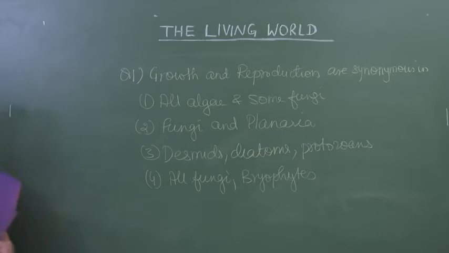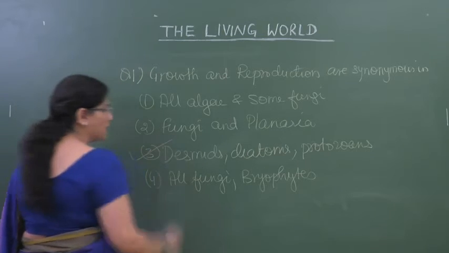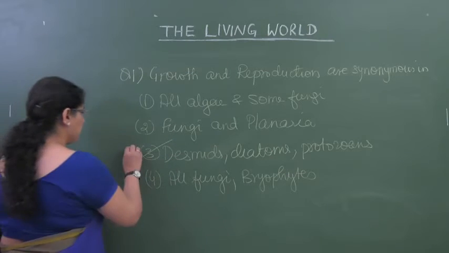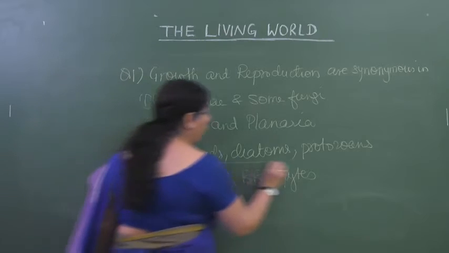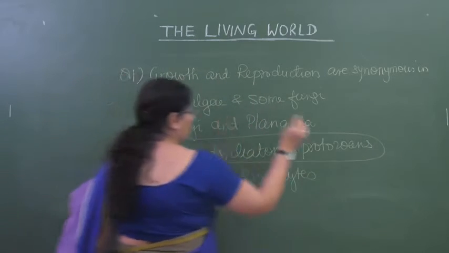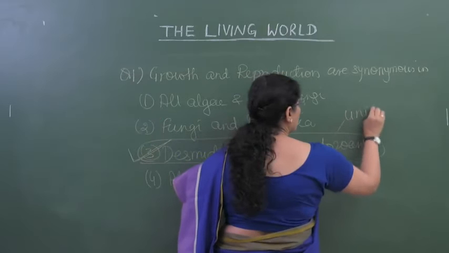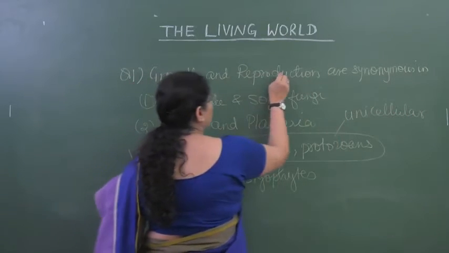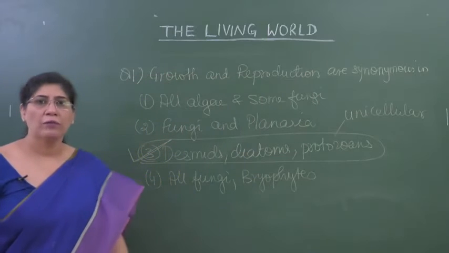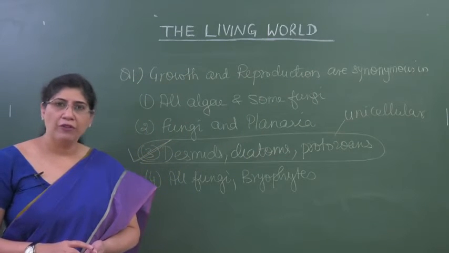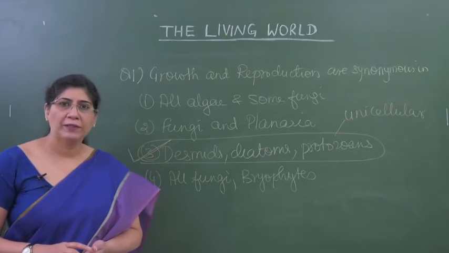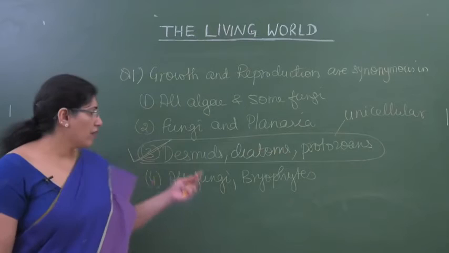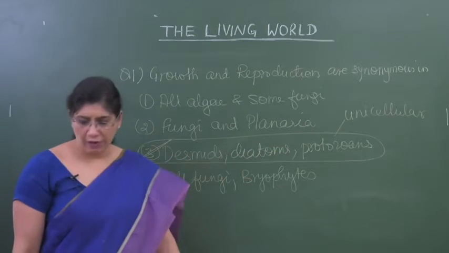Very good. You are all marked third. Why third? Why is third the answer? Because all of these are unicellular. Remember, we had said for unicellular, growth and reproduction is synonymous. Have you understood how the questions are projected? This is how we will give. We will not ask you unicellular. We will give you examples of unicellular.